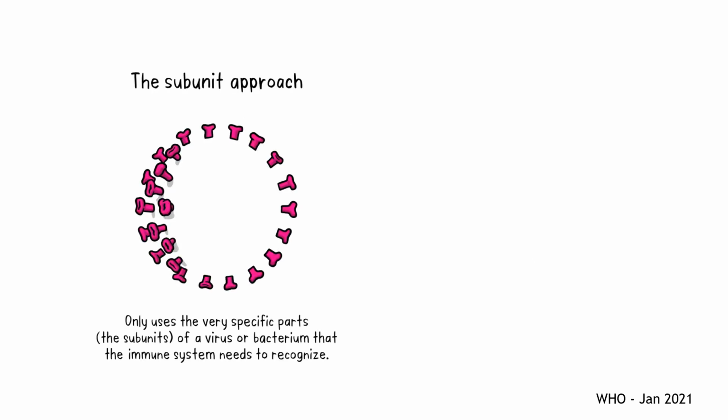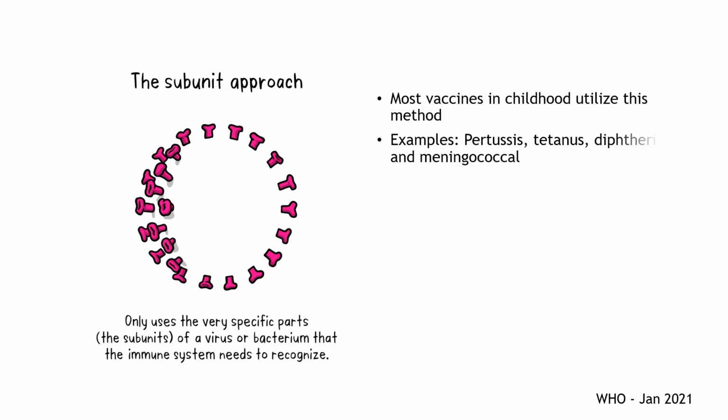Another way to make a vaccine is using the subunit approach. This method uses the very specific parts, or the subunits, of a virus or bacterium that the immune system needs to recognize. It doesn't contain the whole microbe, or use a safe virus as a vector. The subunits may be proteins or sugars. Most of the vaccines on the childhood schedule are subunit vaccines, protecting people from diseases such as whooping cough, tetanus, diphtheria and meningococcal meningitis. Next, the genetic approach.